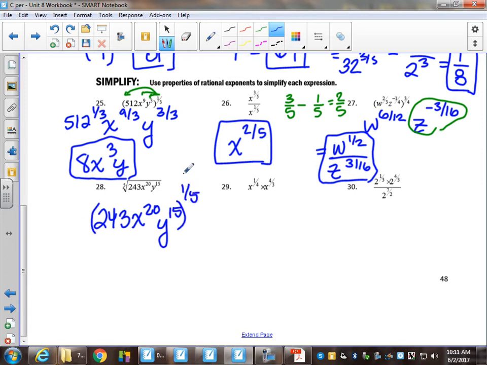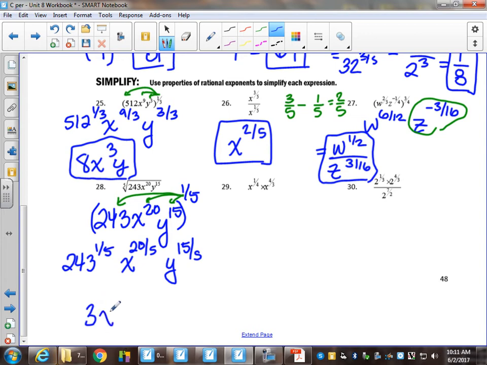Y to the 15th to the power of 1/5. And then distribute 1/5. How many times? 3. And then don't you get 3x? And then 243 to the 1/5. X to the 20 divided by 5. And Y to the 15 divided by 5 becomes... Nice start on that. Good.